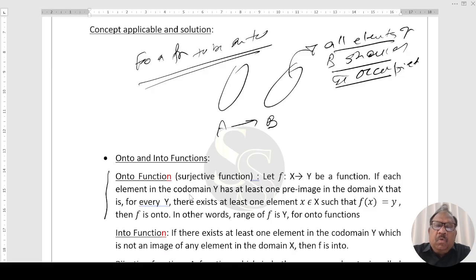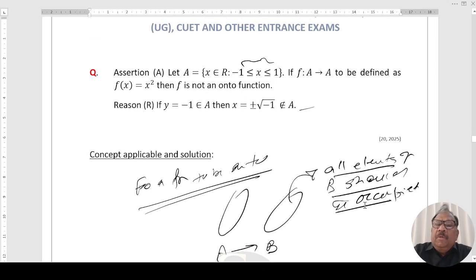Each element in the codomain, it means A to B. This is set B, this is set A. All elements should have their preimage. Then for every y there exists at least one element x such that f(x) equal to y, then f is onto. In other words, the range of f is Y for onto functions. Right? Now f equal to x square.